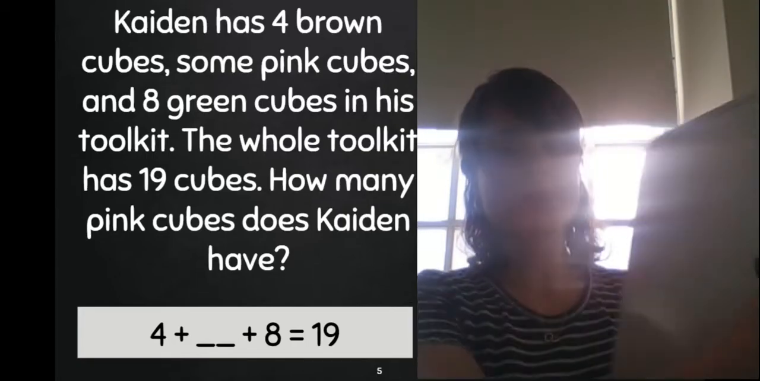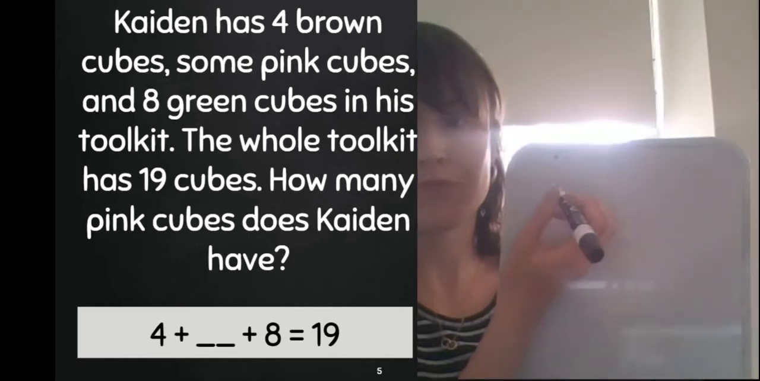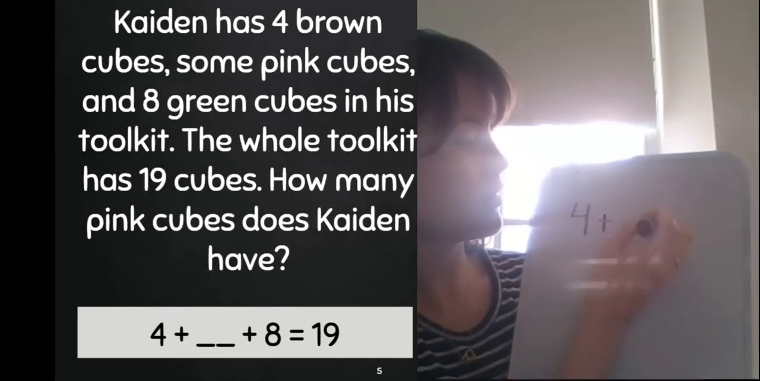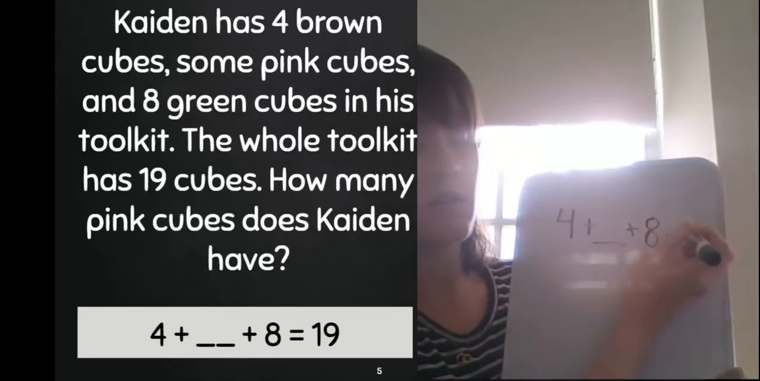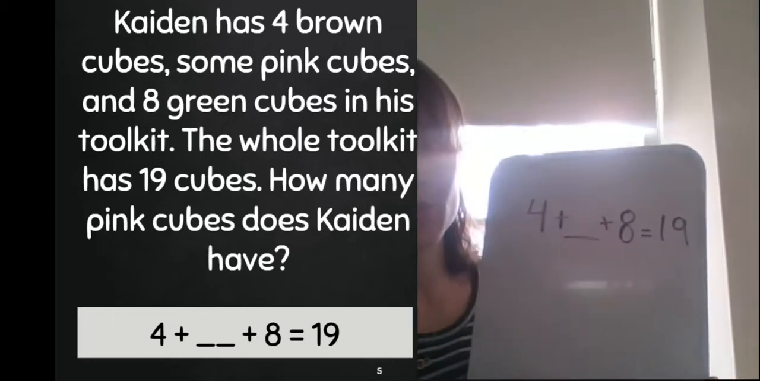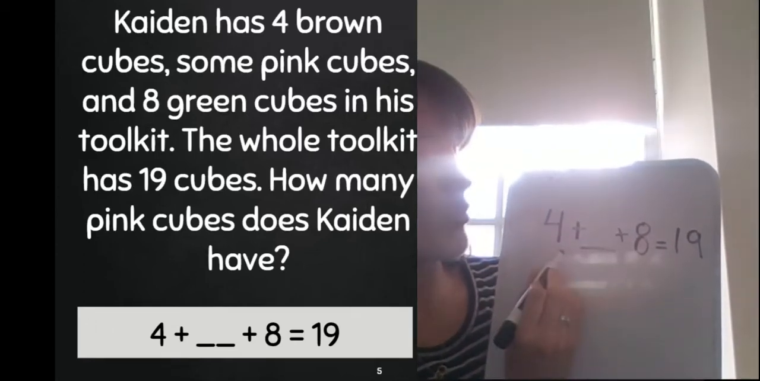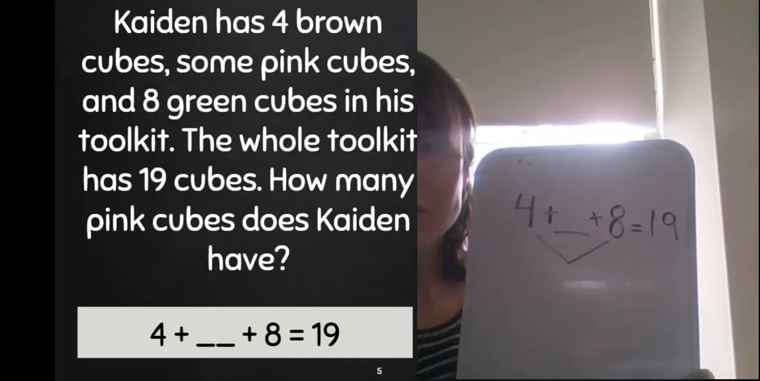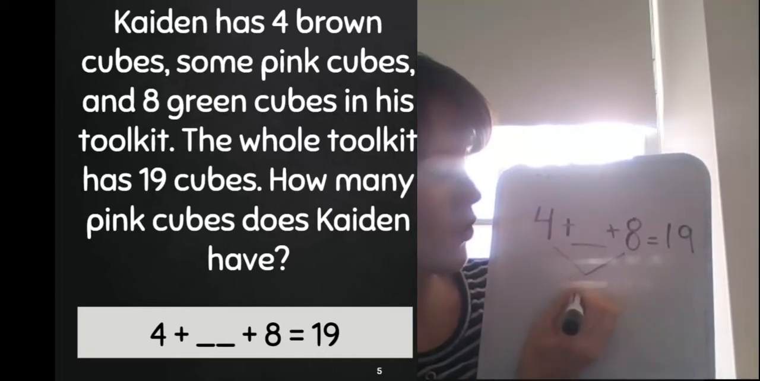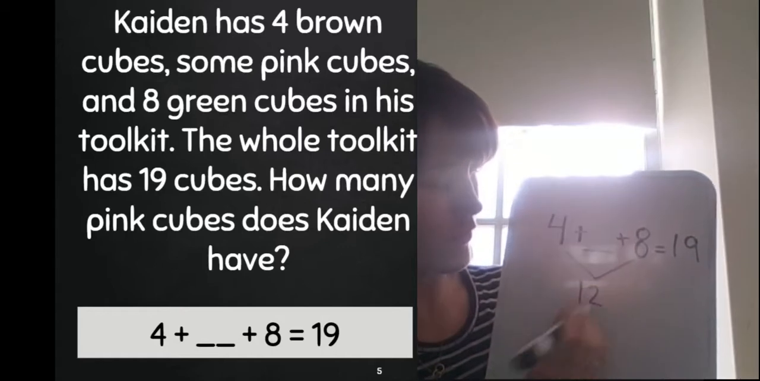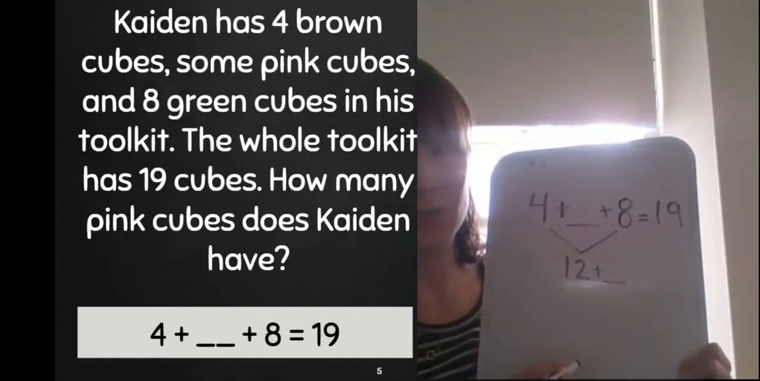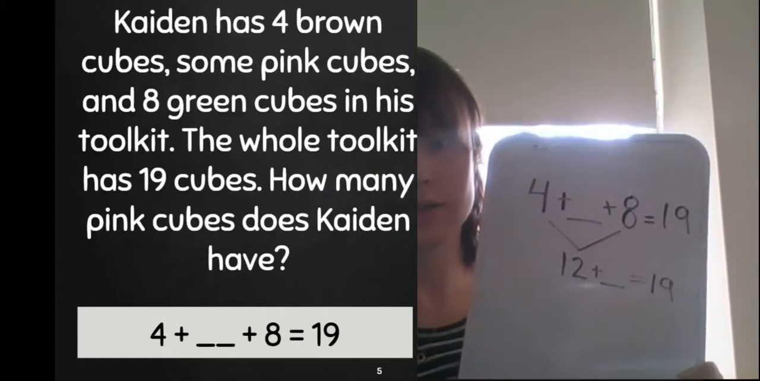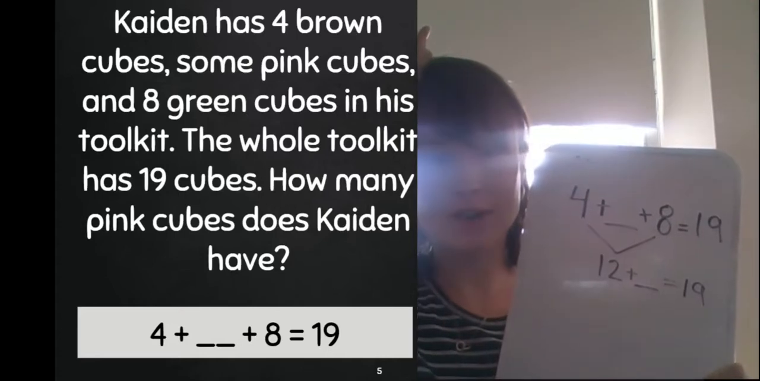All right, I want to show you this cool strategy that one of my Georgetown scholars taught me. So I'm going to write my number sentence down. Now in Georgetown, we know that we can put together the parts that we already have. So I know that 4 plus 8, oh, that's one of my fact power facts. 4 plus 8 makes 12. So together those are 12. But I still don't know how many pink cubes there are. So 12 plus something makes the total 19.